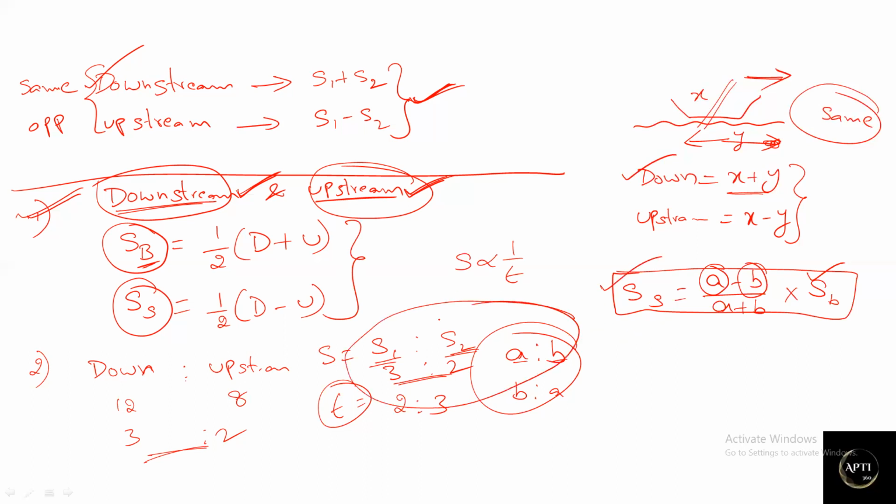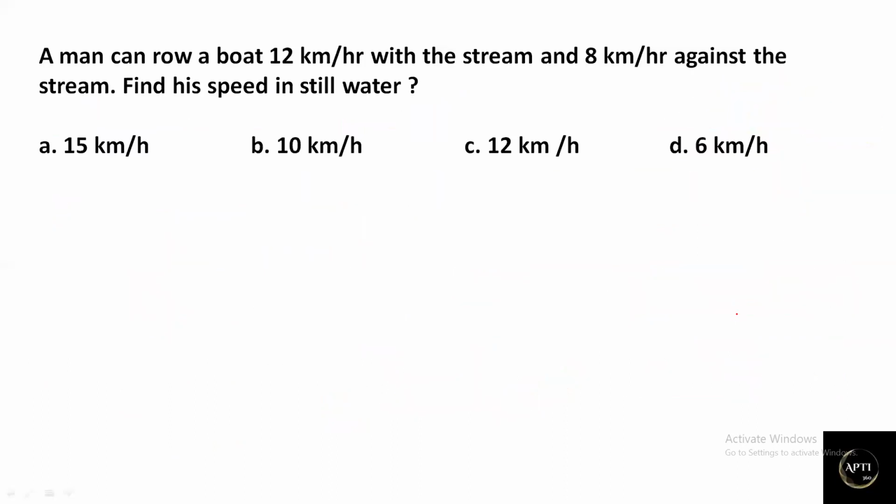This is just for your understanding, I have given an example. Similarly, if you want to calculate speed of boat, the formula will be A plus B divided by A minus B into speed of stream. Okay, this is the formula. Directly you can substitute to get the answer. Let's try to solve some questions so that you will have more clarity about the questions. Let's discuss the first question.